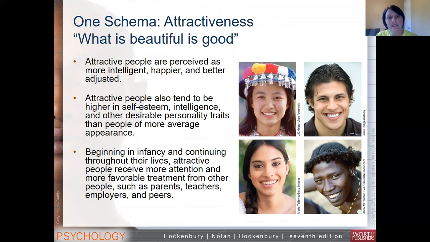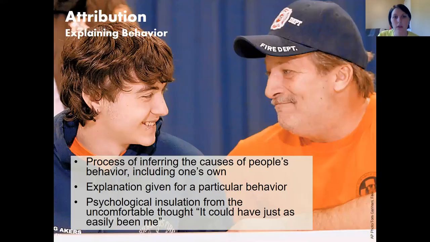And so because they're given more favorable treatment from parents, teachers, employers, peers, et cetera, the idea is that they feed into the more desirable traits, and they actually develop those because of the increased attention. So our schemas can be slightly flawed, and probably culturally derived and driven. But what's interesting is that we do categorize people based off of these particular ideas.